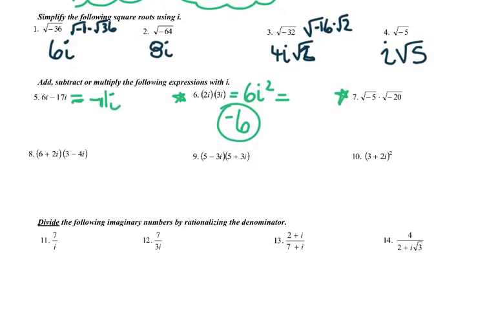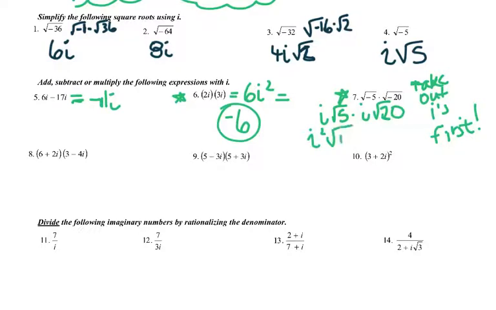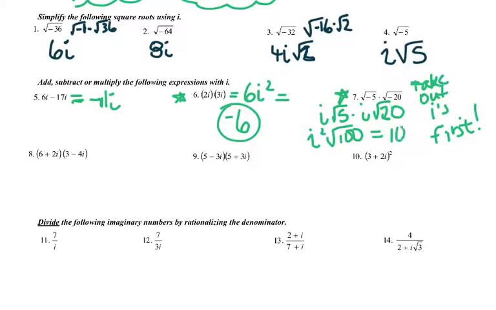Okay, I'm going to put a star by number 7, and I'm going to write a little helpful hint. Take the i's out first. So if I take out the i's first, that means I make the problem i root 5 times i root 20. If I multiply that together, I get i squared root 100. The square root of 100 is 10, and what's i squared? Negative 1. So the answer there is negative 10. If you don't take the i's out first, you get 10, which is not the right answer. There is one like that on the test, so you need to take the i's out first.